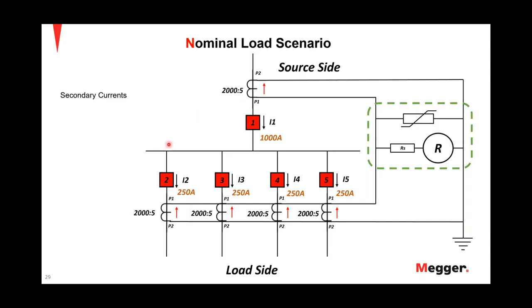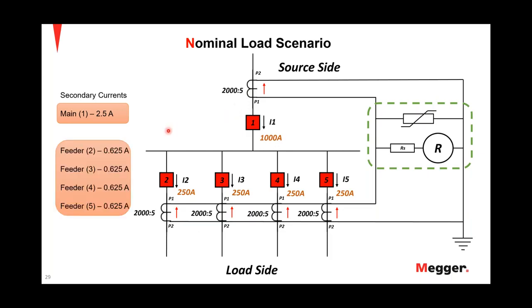And let's look into the secondary currents of these CTs. For the main breaker CT, the secondary current is 2.5 amps based on the current and the CT ratio. And then we have the secondary currents for the feeders as well. It's around 0.625 amps roughly. So you can of course say that these are equal. When you add these feeder currents up, of course they're equal because the currents are the same on the primary side as well. So this means there is no difference in current, it is 0.